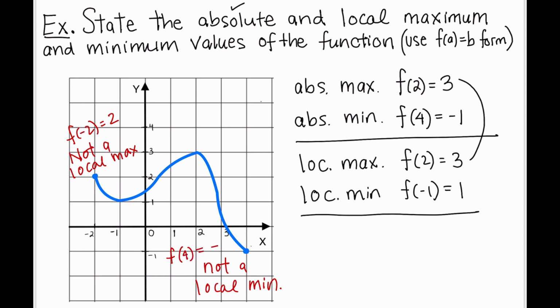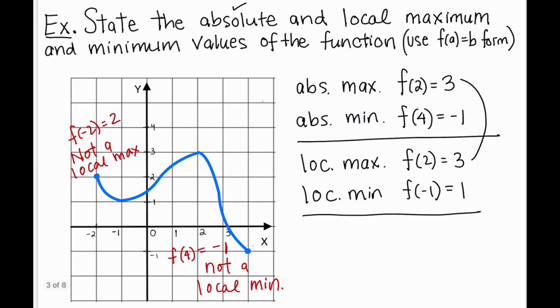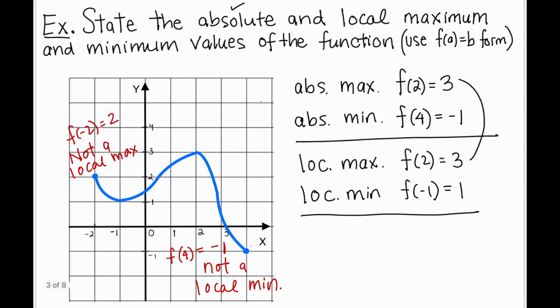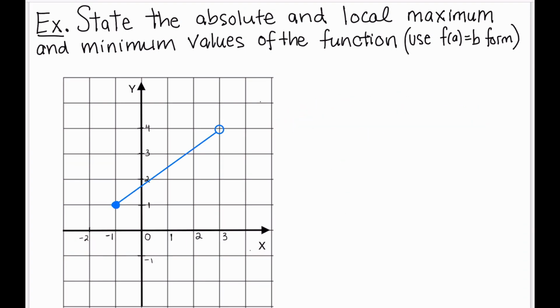So that's probably the trickiest part about that, is recognizing that these guys are not local maxes or mins. But even though they're not defined on both sides, they can totally still be absolute maxes and mins, as you see in this case. So here's another example, and again, we're just going to look for the absolute and the local maximum and minimum values of this function, and we're going to put them into this form, f of a equals b form. So this is a simple example, but there are a couple things that are kind of tricky.